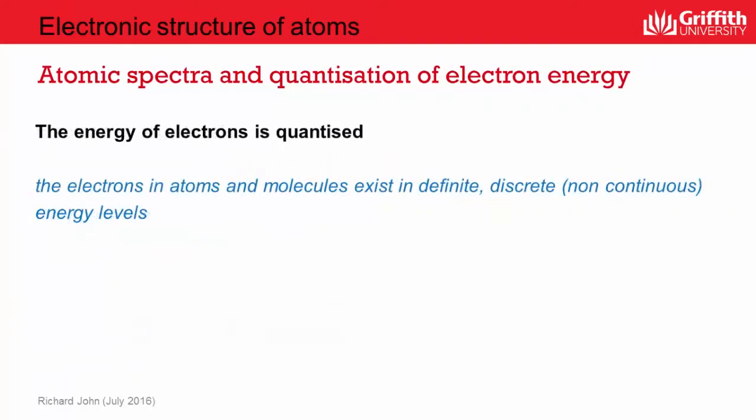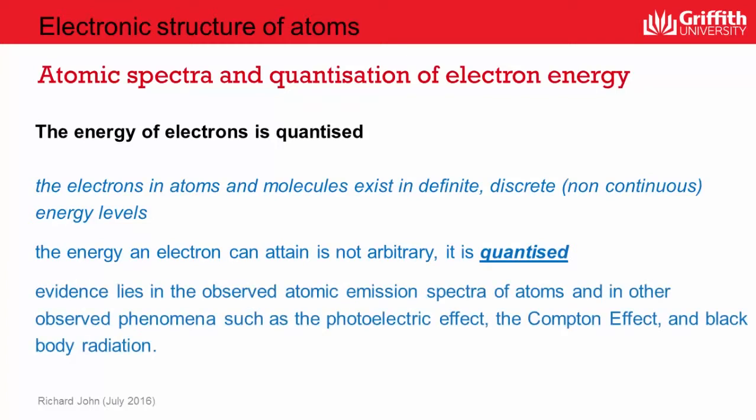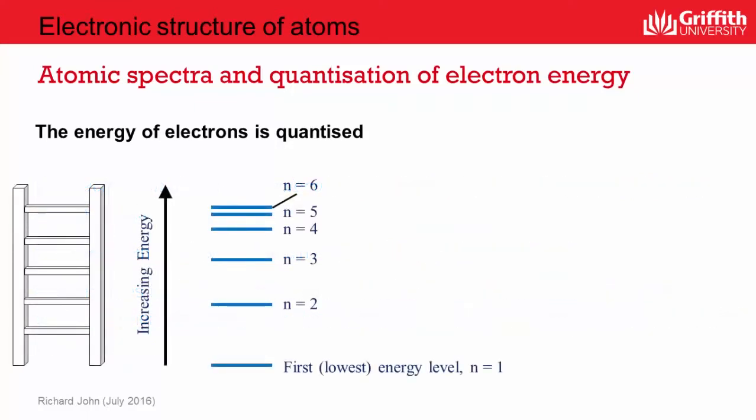And thus we come to one of the most important consequences of quantum theory, as well as one of the most important scientific discoveries of the 20th century, that the electrons in atoms and molecules exist in definite, discrete, non-continuous energy levels. The energy an electron can attain is not arbitrary, it is quantized. And the evidence lies in the observed atomic emission spectra of atoms and in other observed phenomena, such as the photoelectric effect, the Compton effect, and blackbody radiation.